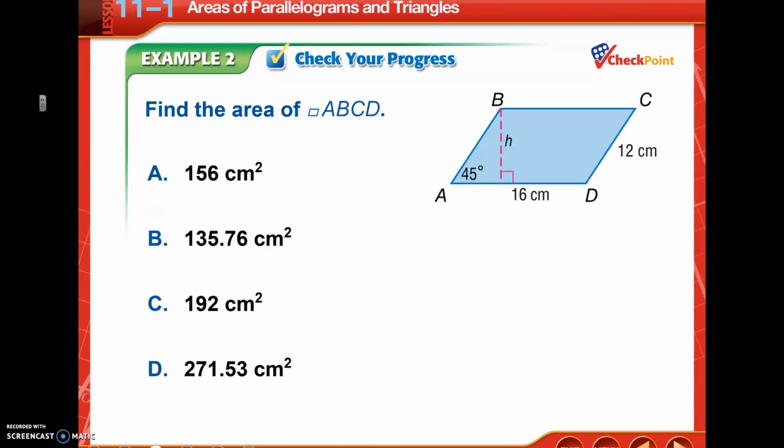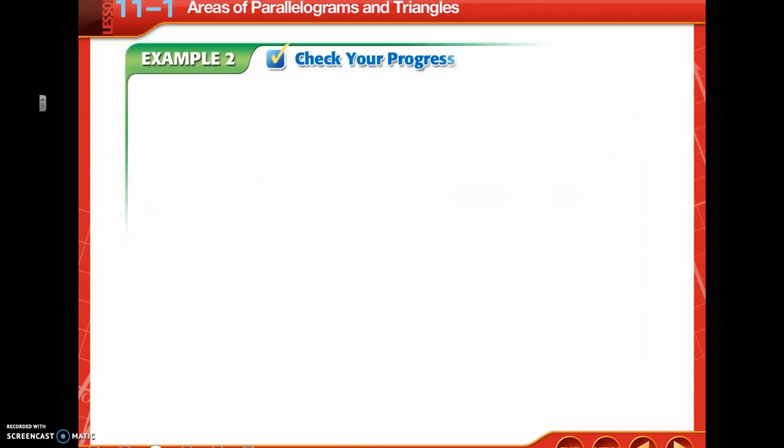So again, you can go ahead and try to do this one. And we'd use sine again. It would be sine 45 equals height over 12, and then you'd multiply by 12.